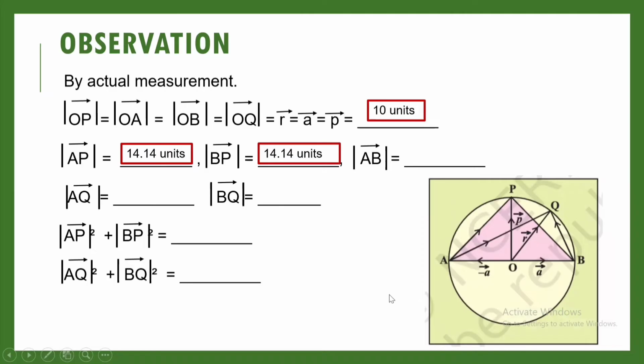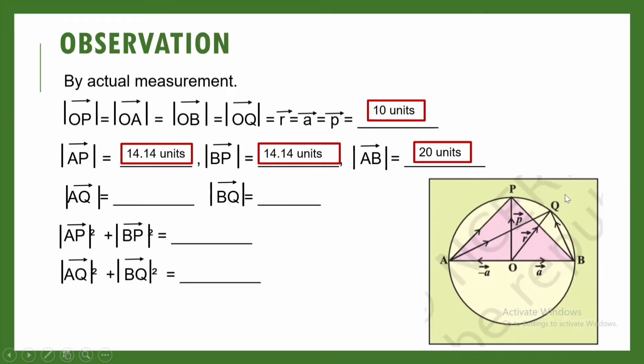BP vector also comes out to be the same. Both of them, I've taken this as the perpendicular vector. Had I taken it somewhere else, then it would have been a little different. So whatever the lengths are coming out to be, I'll find out. Let's measure the vector AB. Vector AB is what? It is twice the radius. That means it's going to come out to be around 20 units. It should come out to be 20 units.